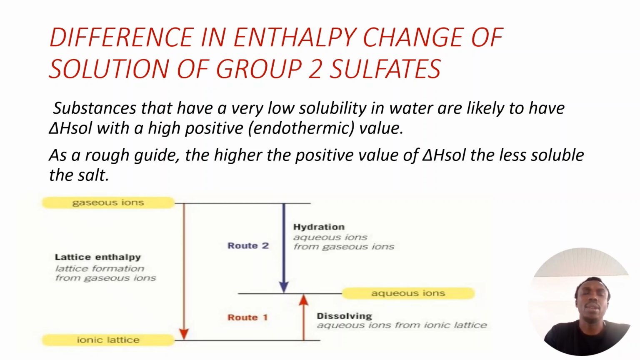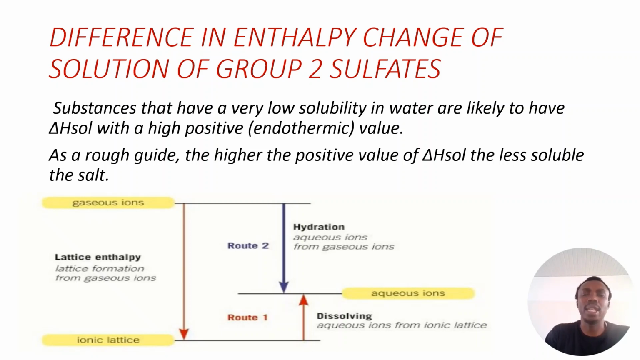So enthalpy change of solution is what we use to determine the solubility of an ionic compound, or an ionic salt. With the help of the enthalpy change of solution, if the value is negative or has a small positive value, we say that the ionic compound is soluble. But if it has a high positive value, we say that it is insoluble.